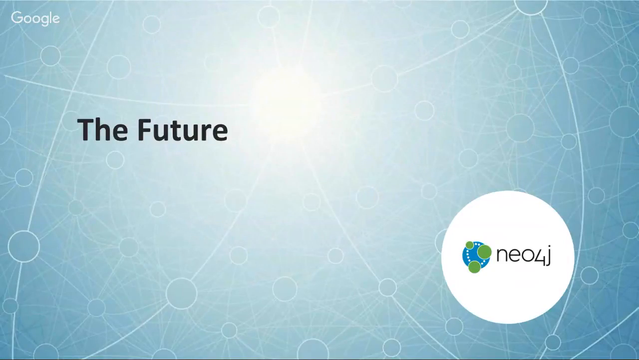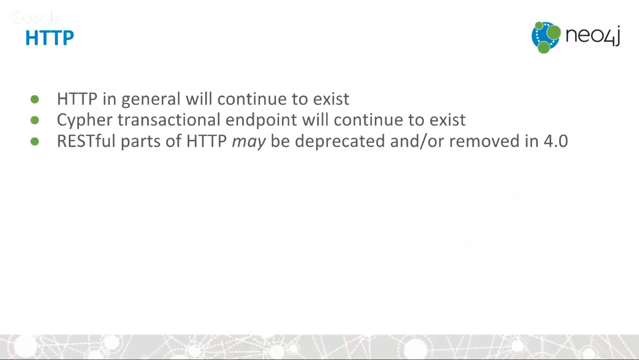So where are we going in the future? Well, one of the big questions is what's happening with HTTP. Does Bolt invalidate HTTP? And the answer is partially, but not fully. If you think about HTTP, there's actually more to it than just one batch of endpoints. There's a RESTful set of endpoints and a Cypher transactional endpoint. The Cypher transactional endpoint will carry on existing. It is the HTTP equivalent of what we do with Bolt, and there are no plans at all to do anything with that. That said, the RESTful parts of HTTP may be deprecated and removed in 4.0, and certainly the jury's still out.